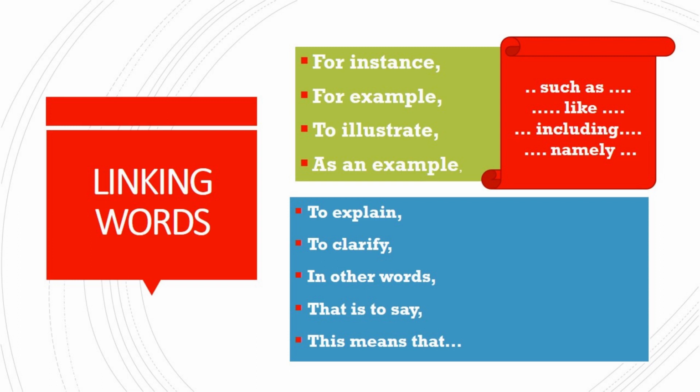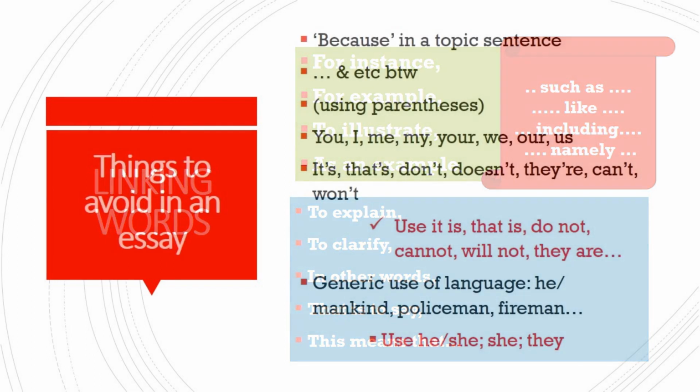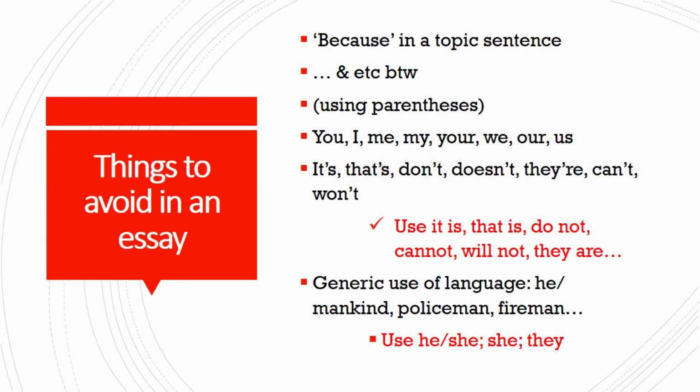While writing an essay, here are some things that you need to avoid. The first thing that we notice is that some students use because in a topic sentence. Your topic sentence should not include the word because. When you use because in your topic sentence, you are already including an argument or an explanation or a reason. So you don't need to include because. Instead of because, use a full stop and start a new sentence.